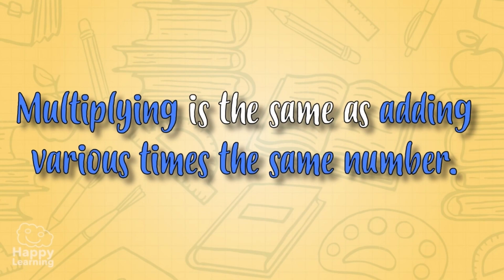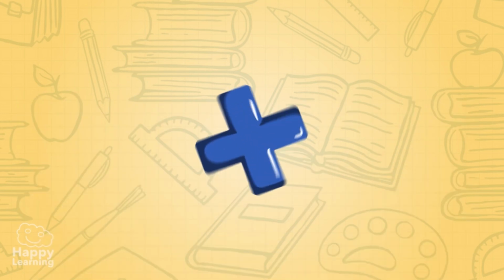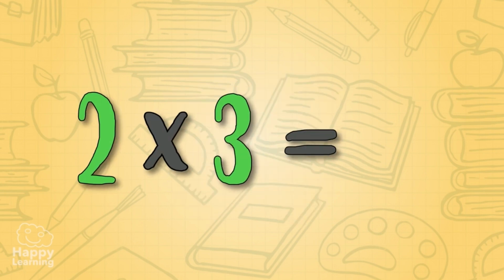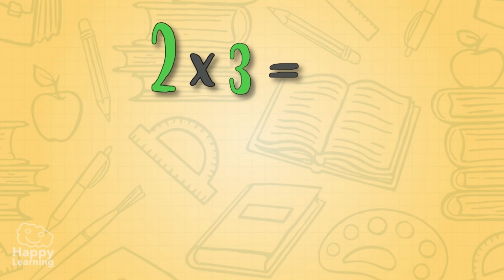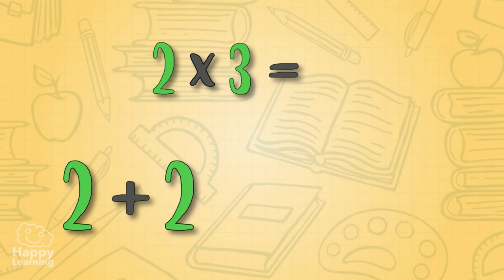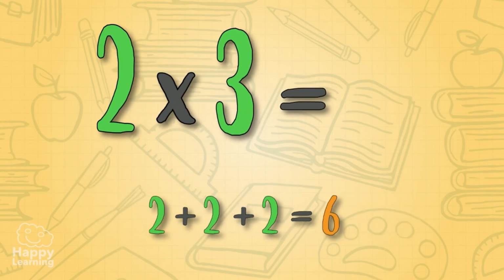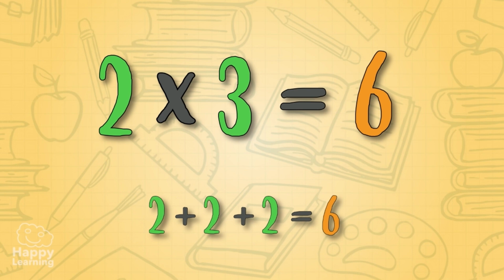Multiplying is the same as adding various times the same number. And the multiplying sign is this one. Yes, like an X. If we saw this multiplication, 2 times 3, what we need to do is add number 2 3 times, like this. 2 plus 2 plus 2 is equal to 6. So 2 times 3 is 6. Easy peasy.